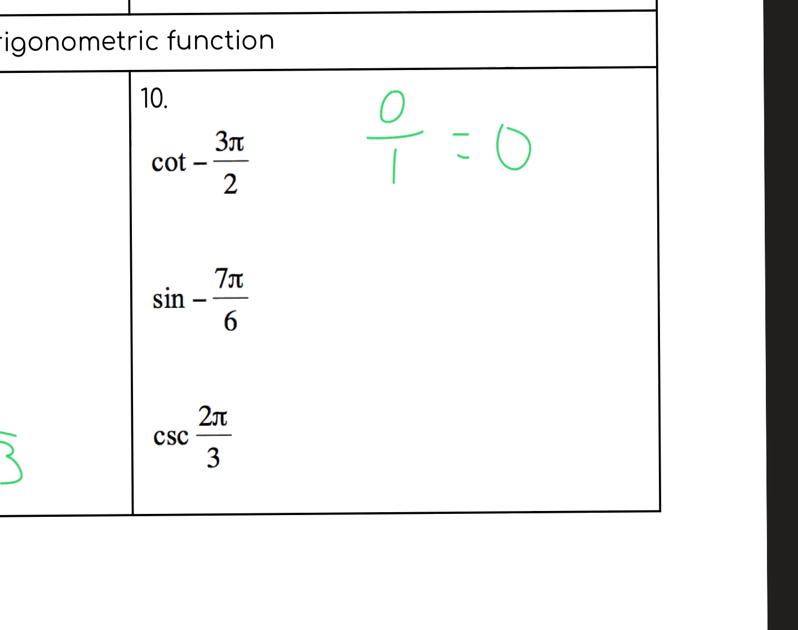7 pi over 6, same thing as pi over 6. Pi over 6 is 1/2. But negative 7 pi over 6 puts me in Q2. And we are positive there.